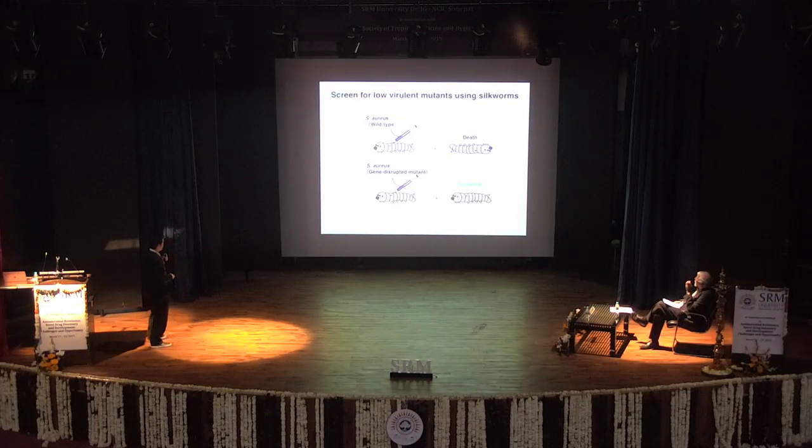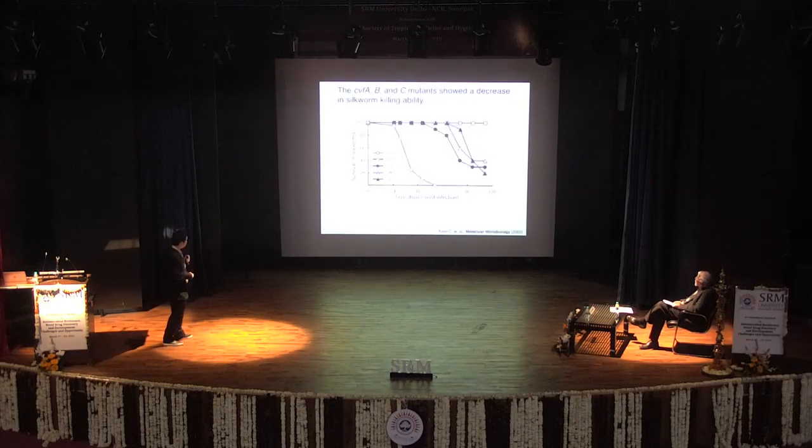So we screened for mutants that show decreased virulence against the silkworm or not. We identified three genes and named them CvfA, CvfB, and CvfC, which were identified using the silkworm infection model. This is a figure. The y-axis shows the survival of silkworms, and the x-axis shows the time after infection.